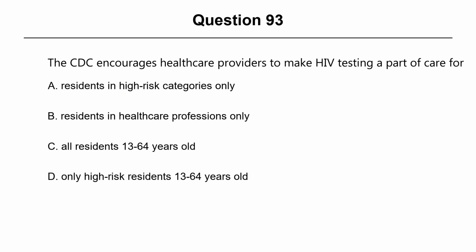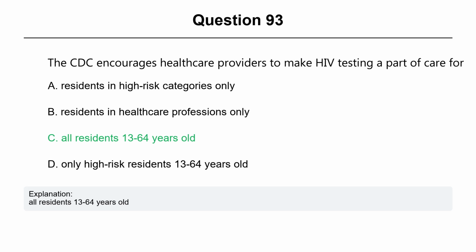Question 93. The CDC encourages healthcare providers to make HIV testing a part of care for option A, residents in high-risk categories only, option B, residents in healthcare professions only, option C, all residents 13 to 64 years old, option D, only high-risk residents 13 to 64 years old. The correct answer is option C, all residents 13 to 64 years old.